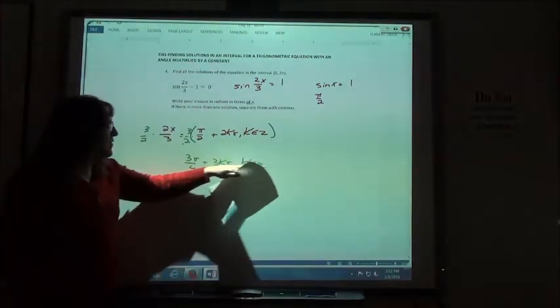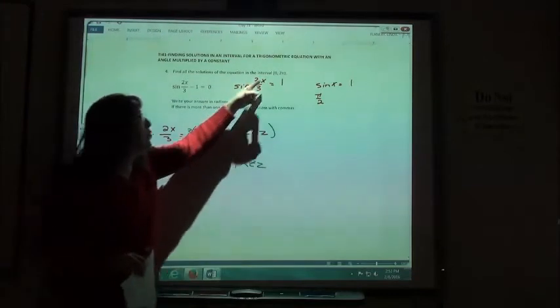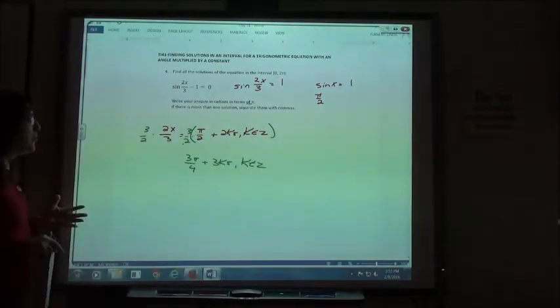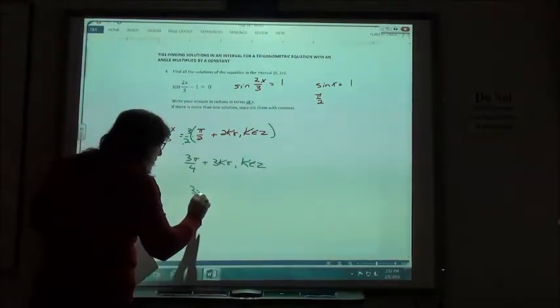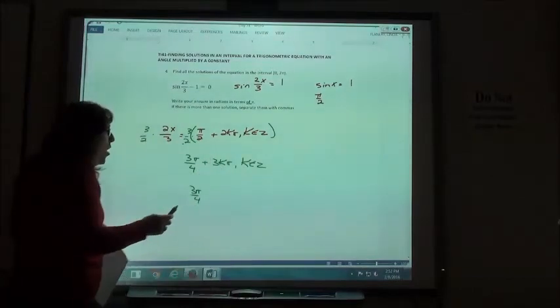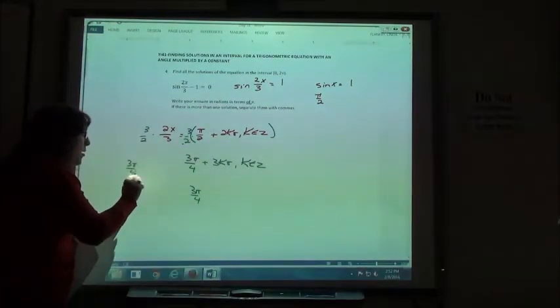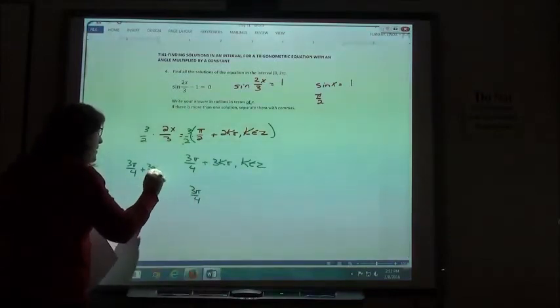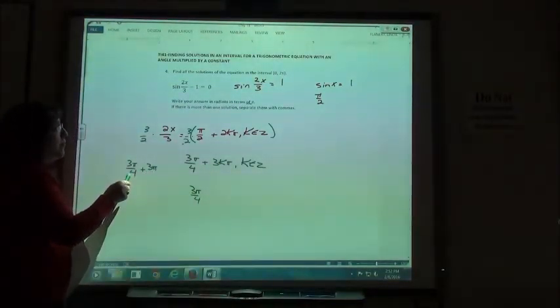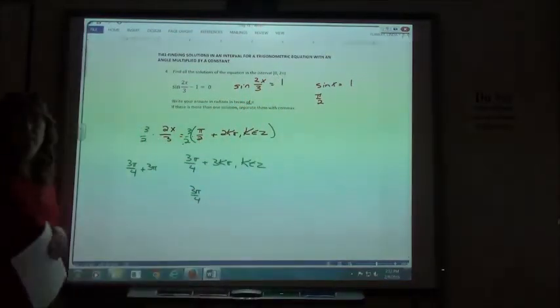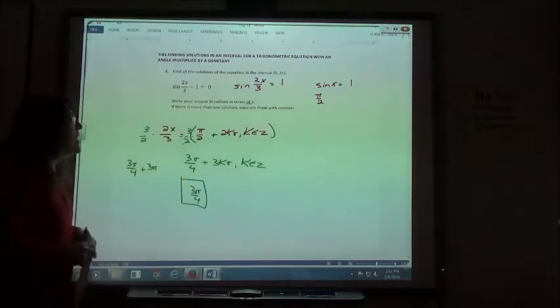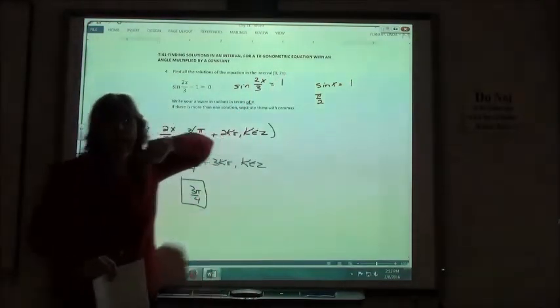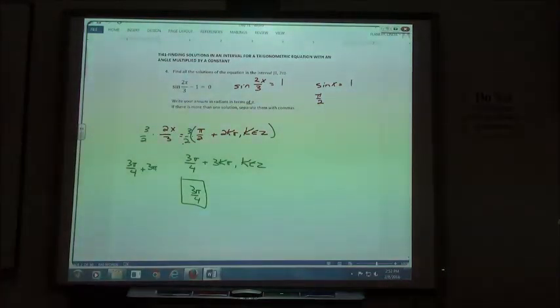Now they don't want all of this on here. They want only the ones between 0 and 2 pi. So what you have to start doing is figuring out, okay, if k is 0, this is going to be gone. I just get the 3 pi over 4. If k is 1, I would take 3 pi over 4 plus 3 pi. Now if I add 3 pi to 3 pi over 4, I'm going to be out of this range. I'm going to be past the 2 pi because I'm adding 3 pi to it. So this is going to be my only solution between 0 and 2 pi. And so in this case, I just have the one answer, 3 pi over 4.